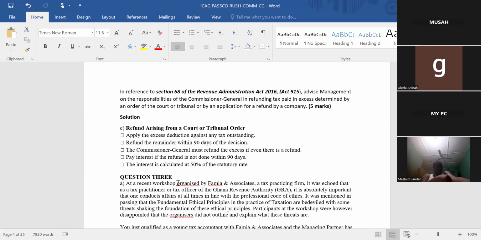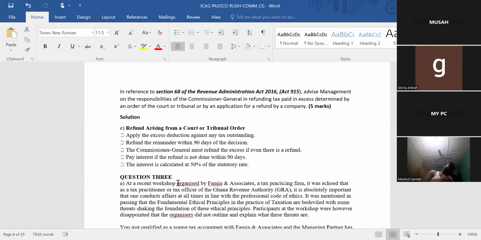And even the refund, the law is clear. If you have a refund, the Commissioner General should check whether you have any outstanding tax liabilities. If you have, the Commissioner General should match the refund against those tax liabilities. Do you get it? The law establishes that after the audit, if you have really paid taxes in excess, the Commissioner General must pay within 90 days.